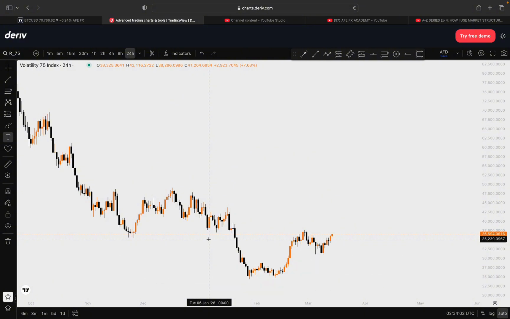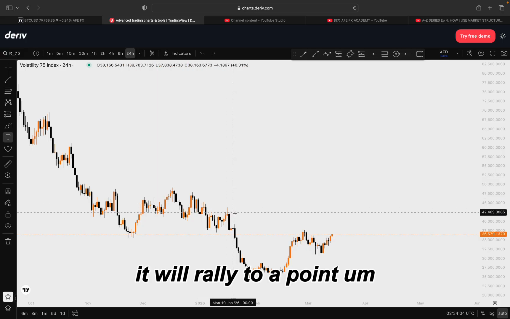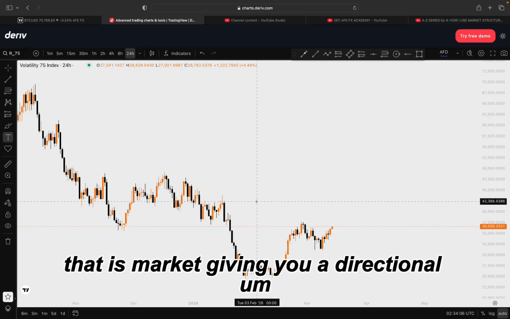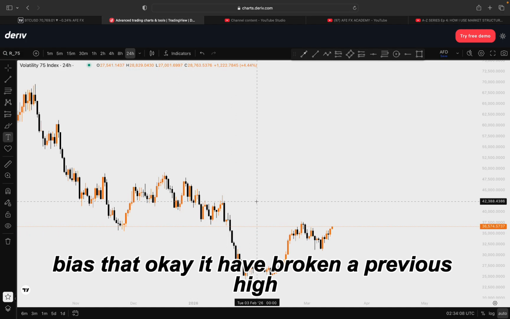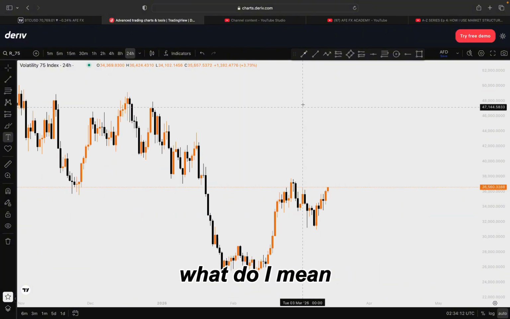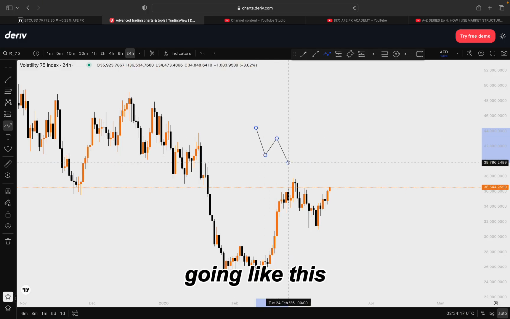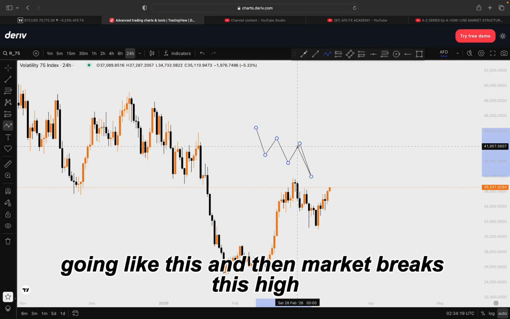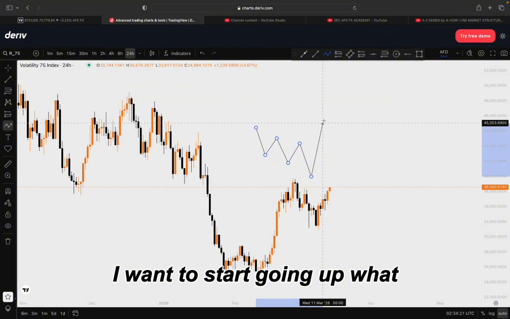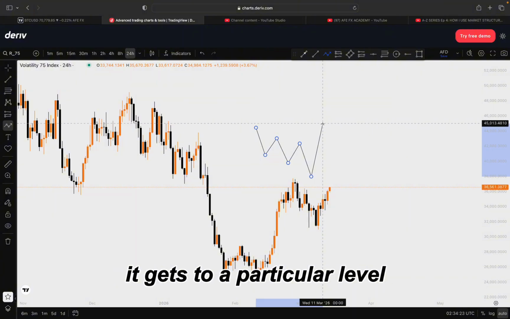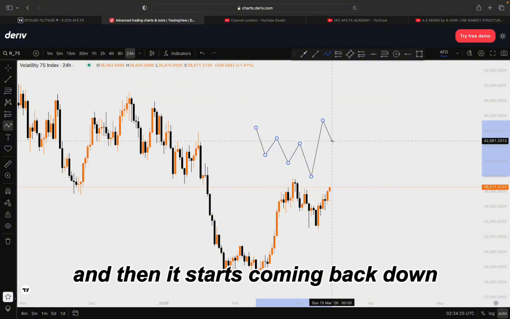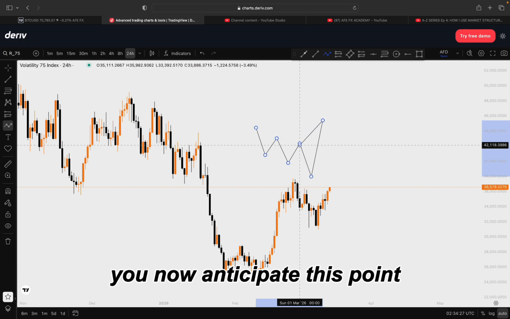After a breakout, it will rally to a point where the market is giving you a directional bias that it has broken the previous high. What do I mean? I mean something like this. The market was going like this, and then the market breaks this high, which tells you it wants to start going up, but it gets to a particular level and then starts coming back down. You now anticipate this point.